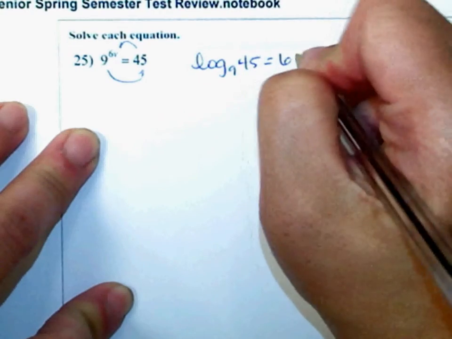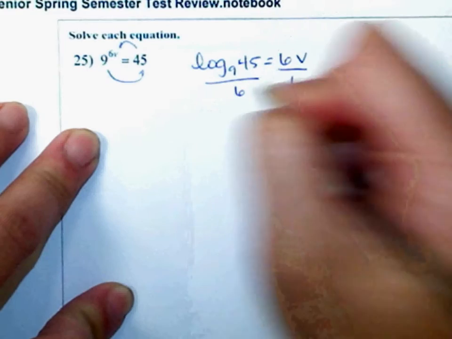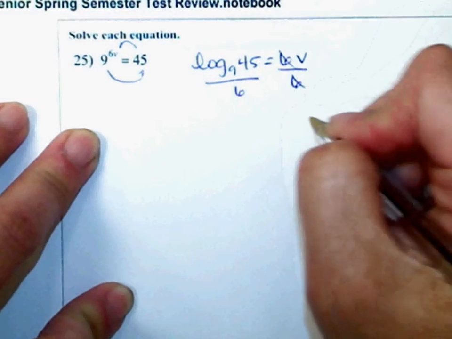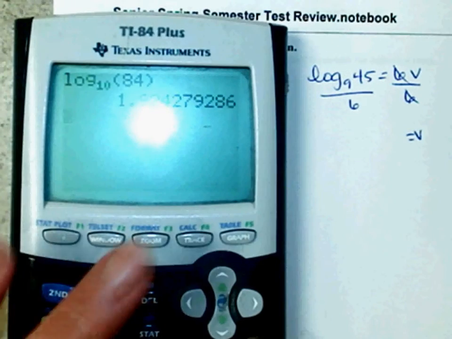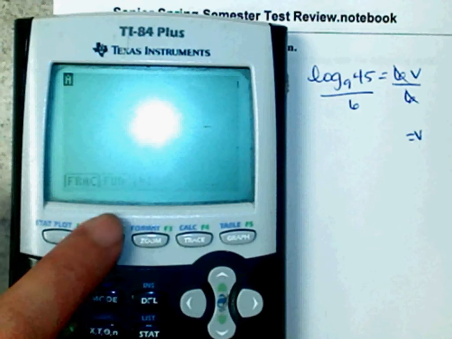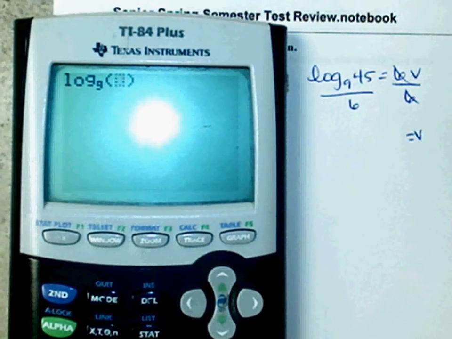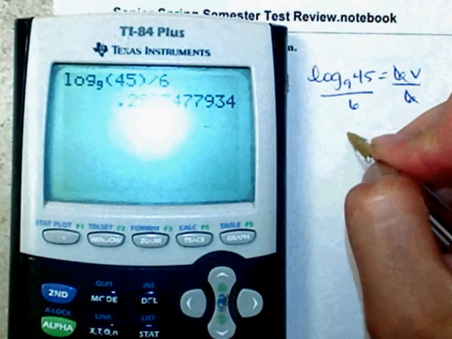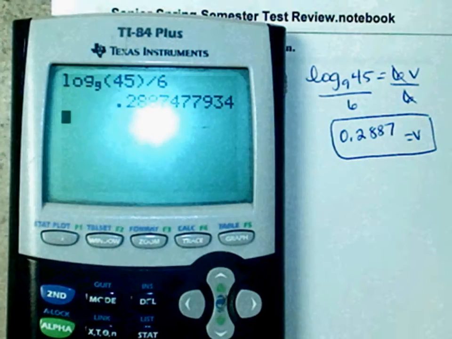How do you solve for V? You divide each side by 6. Okay, see how that cancels out? Now you can type that into your calculator. So you type alpha window, number 5, base is 9 of 45, right click, okay? Divided by 6. You could push equal, then divide it by 6, or you can do it right now. That comes out to be 0.2887. And there you have number 25.